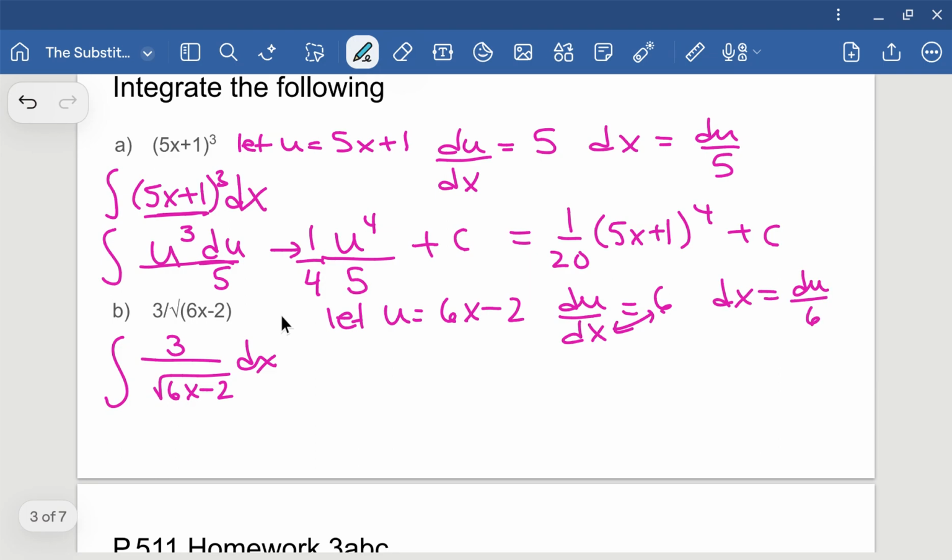Now we can go ahead and plug back in, and once we plug back in, you're going to have 3 over u to the power of a half and then we'll have du over 6. So we're taking the antiderivative.